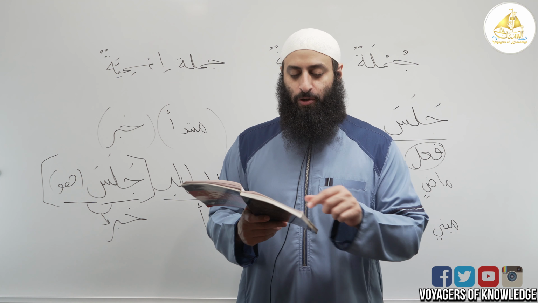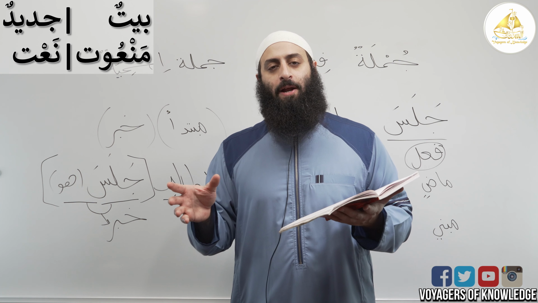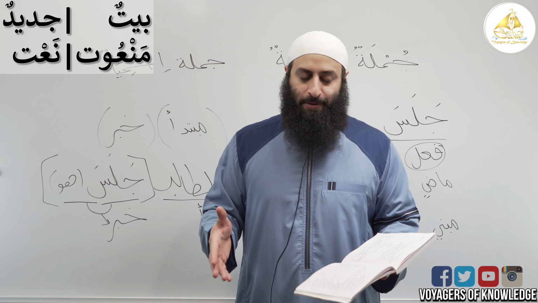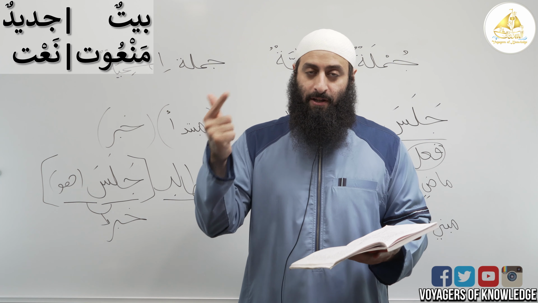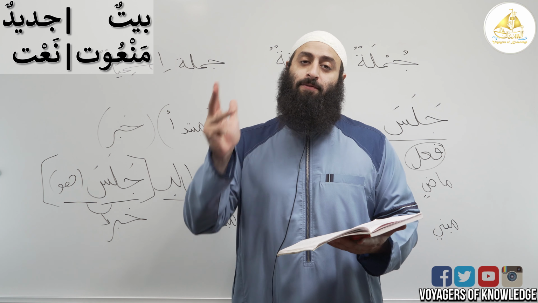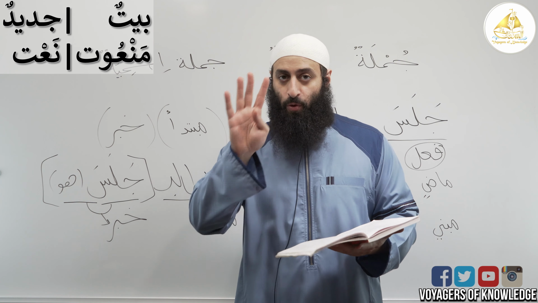So right there they have a little box that says baytun and jadidun. They're just trying to show you that the two words have to match up. They have to match up in singular and plural, definite and indefinite. They have to match up in the nahu, meaning if one's marfu', they're both marfu'. They have to match up in gender, that is masculine and feminine. Those are the 4 things that na'at and man'ut have to match up in.